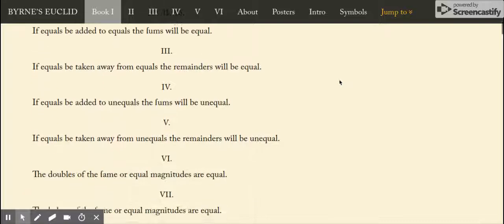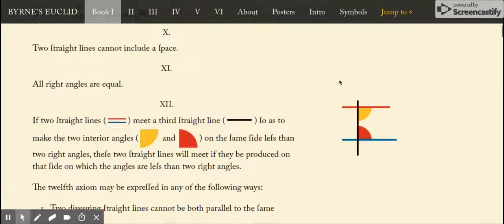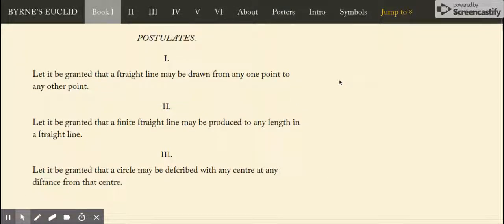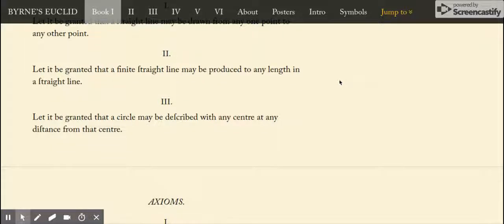So let me see about the postulates and axioms. Yes, let's read those. Postulates: 1. Let it be granted that a straight line may be drawn from any one point to any other point. Let it be granted that a finite straight line may be produced to any length in a straight line. Let it be granted that a circle may be described with any center at any distance from that center.